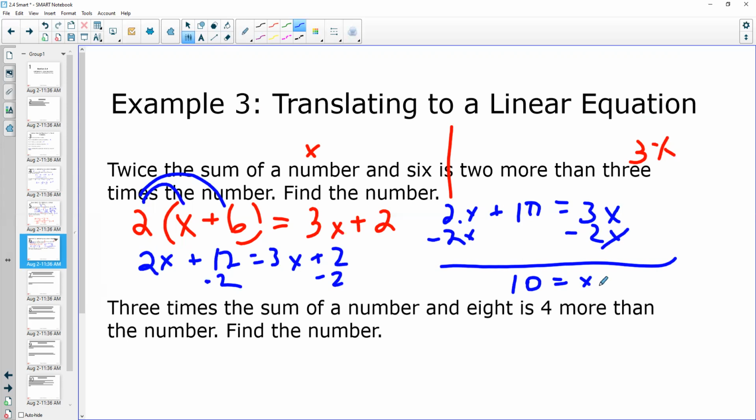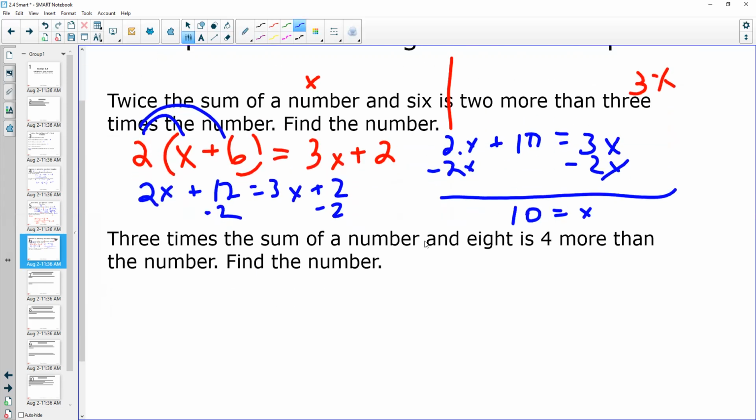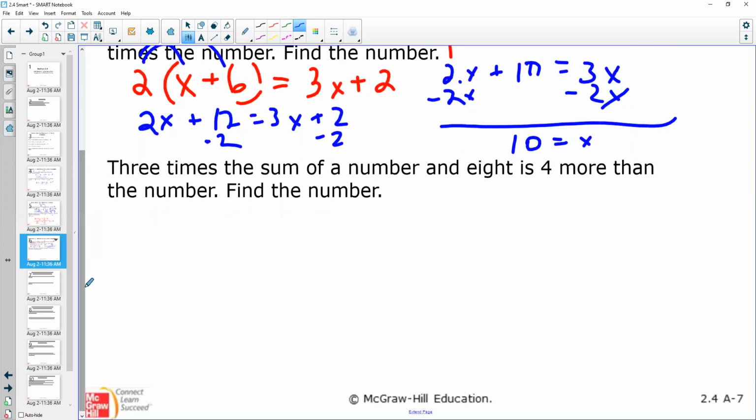You try the second one. Okay, make sense of it. Give it a second. Try it, see what happens.